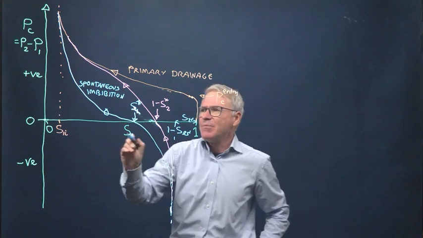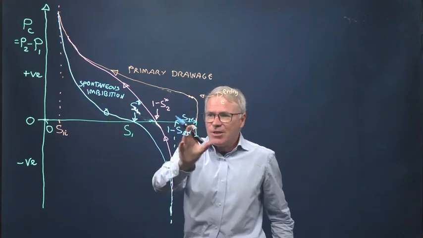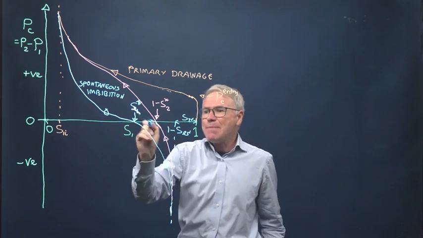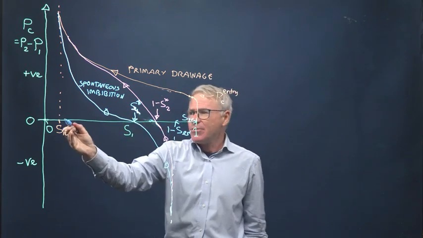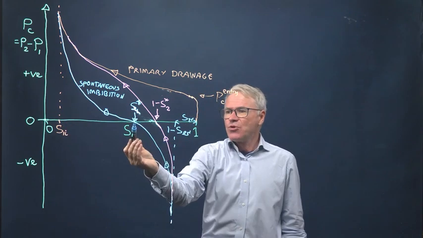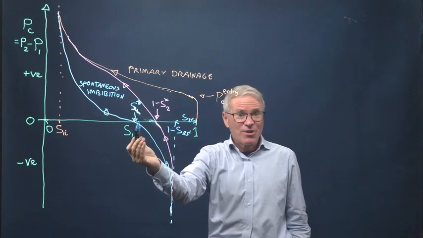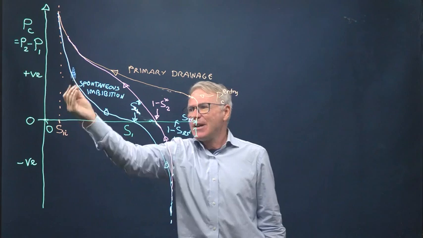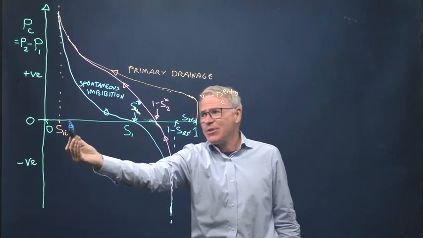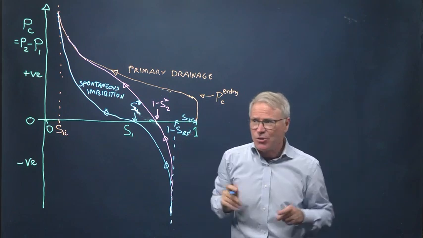So spontaneous imbibition is the displacement of phase 2 by phase 1 at a positive capillary pressure. So we go from the initial saturation here to this S1 star. And obviously, if we're more strongly water wet, S1 star goes towards the residual. If we're more strongly oil wet or hydrophobic, we're going to get more displacement that's negative, and S1 star will move towards S1R. Okay, and we can see anything in that range.